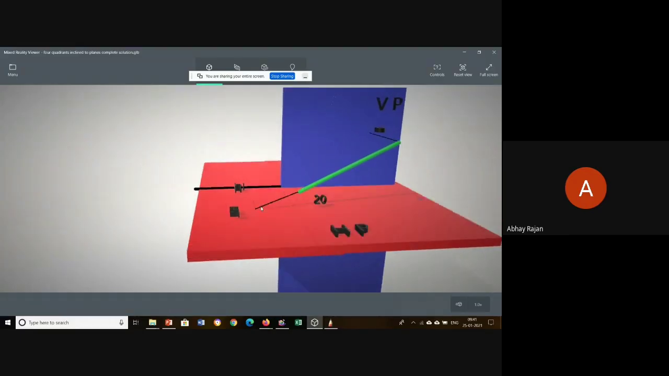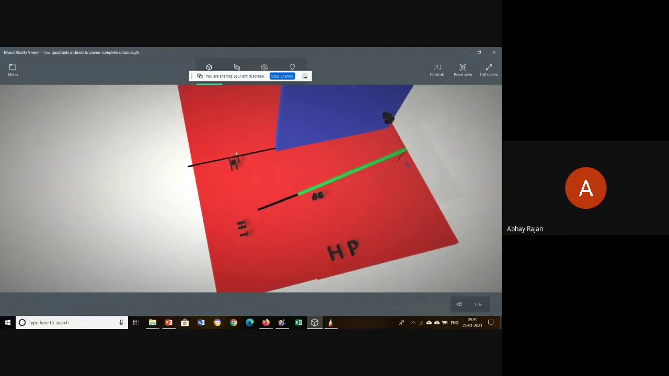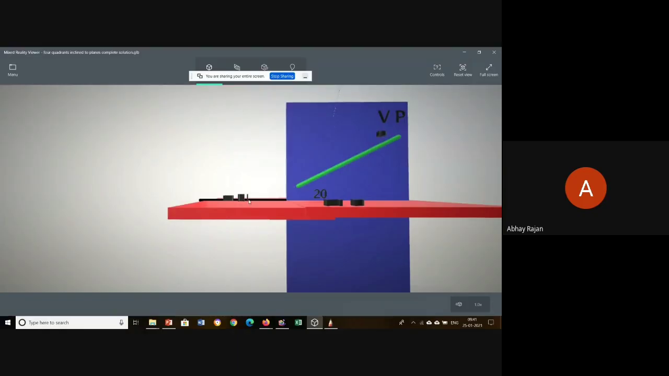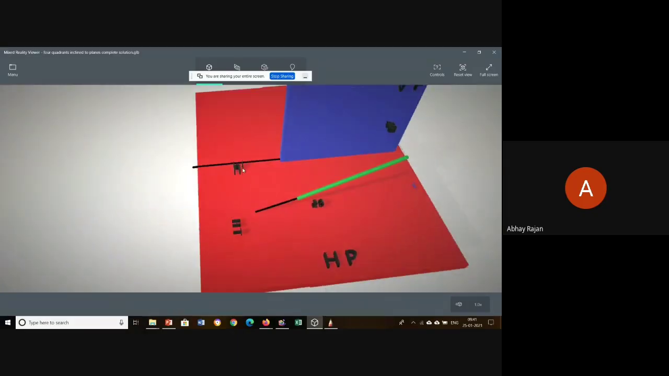And the front view of the horizontal trace is known as h dash, as we have mentioned, and that will be on the xy line. The intersection of these two planes will be the xy line. Once this horizontal trace is produced, when we view it from the front, you'll be getting it on the xy line, right? And that is here shown as h dash. So this will be the point for the horizontal trace's front view.